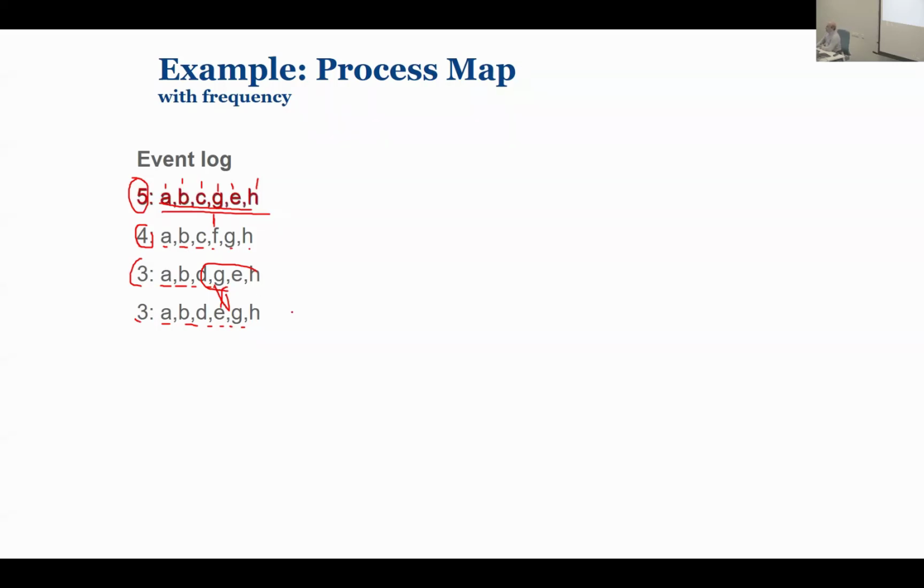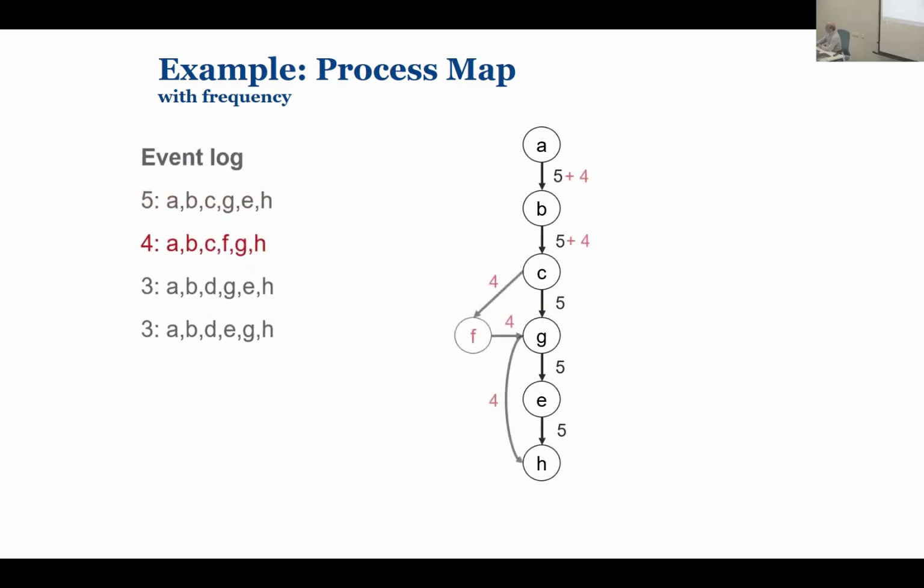Based on that, I can draw a process map by taking the first pathway in the process and just drawing it linearly. So I'll say activity A is followed 5 times in 5 cases by B, then by C, then by G, then by E, then by H, exactly what I observe here, right?